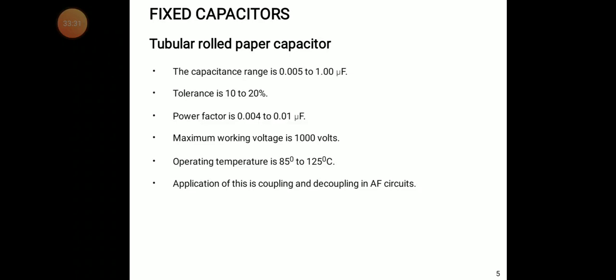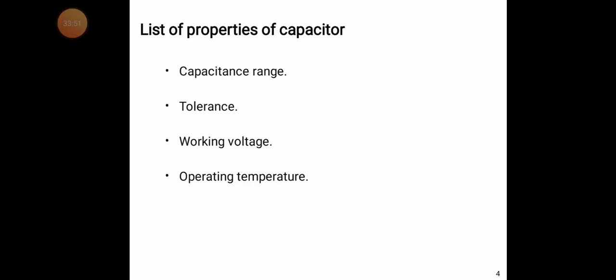Tubular rolled paper capacitor is one of the capacitors. What type of properties does it have? In the properties of a capacitor, we should know what type of capacitor we are using. So first, the properties we need to see for each capacitor are capacitance range, tolerance, working voltage, operating temperature and power factor. That is for the tubular rolled paper capacitor.